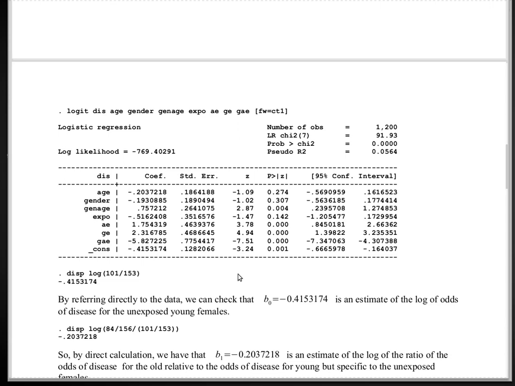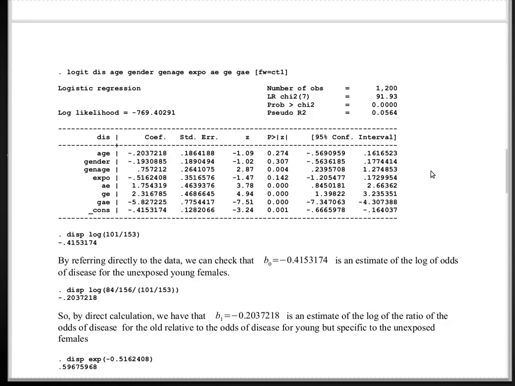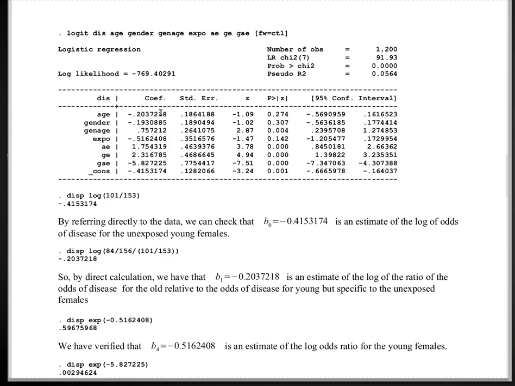There are other pieces we can directly interpret here. For example, this number associated with the variable age, minus 0.203. We can see that it is an estimate of the log of the ratio of odds of disease for the old relative to the odds of disease for the young, but specific to the unexposed females. They all have interpretations. Many of them can be computed directly from the tables. You can see that here.